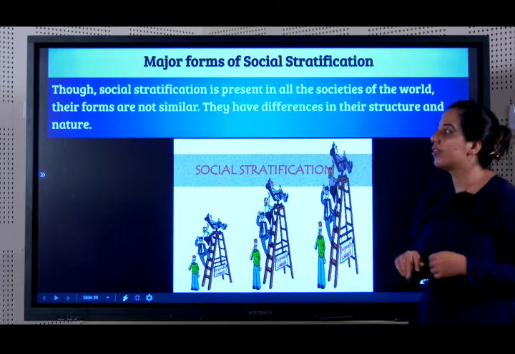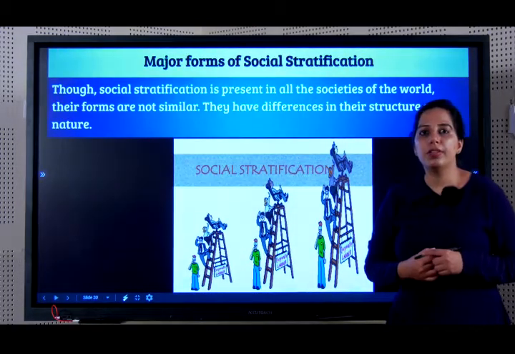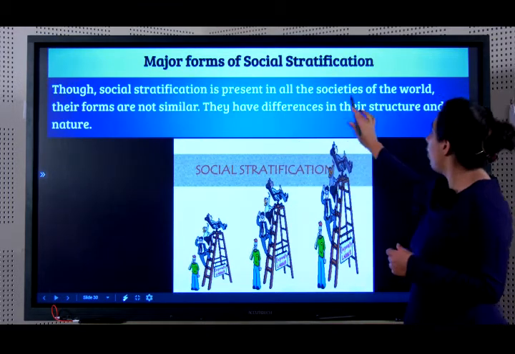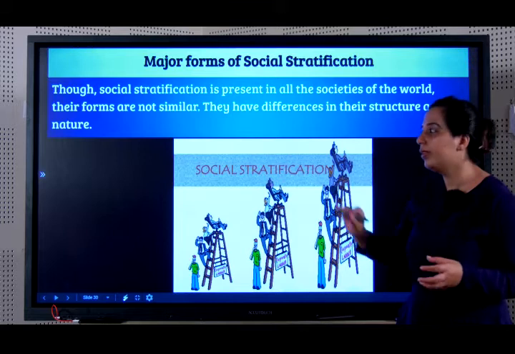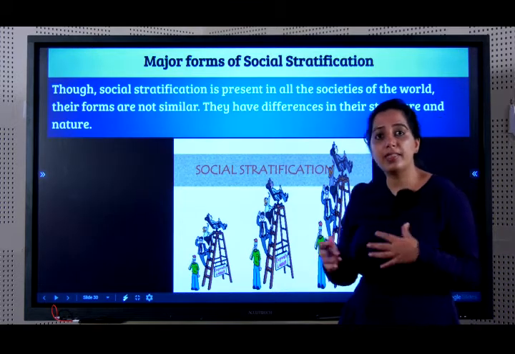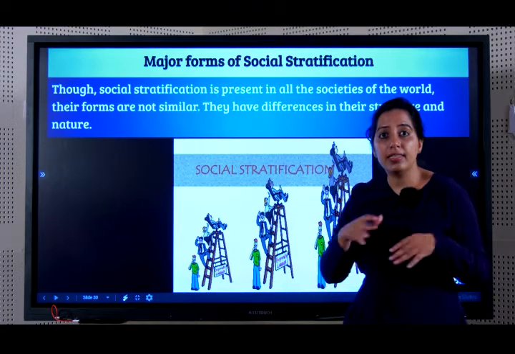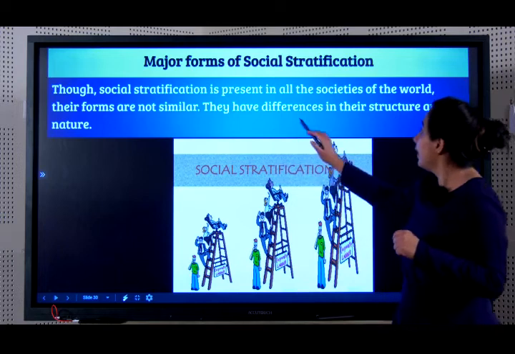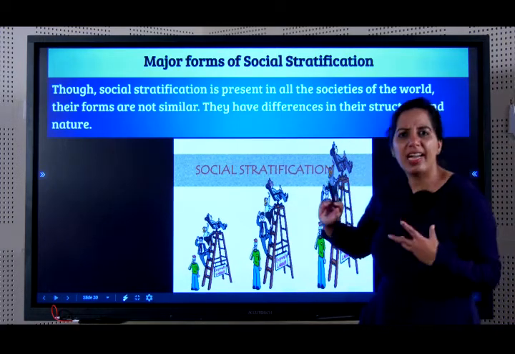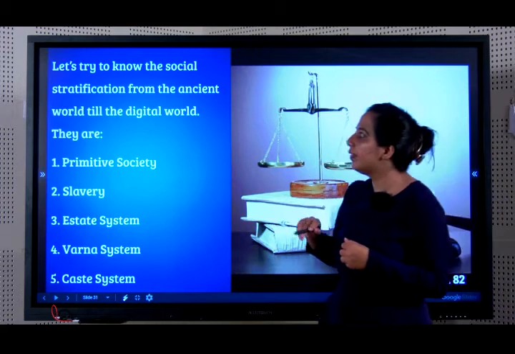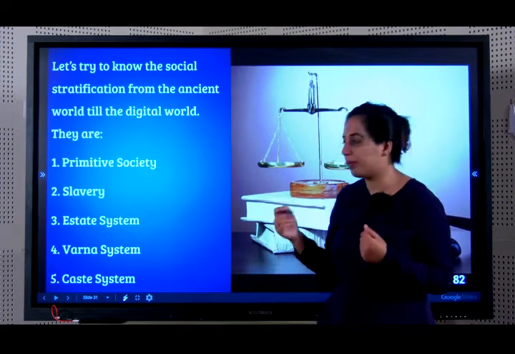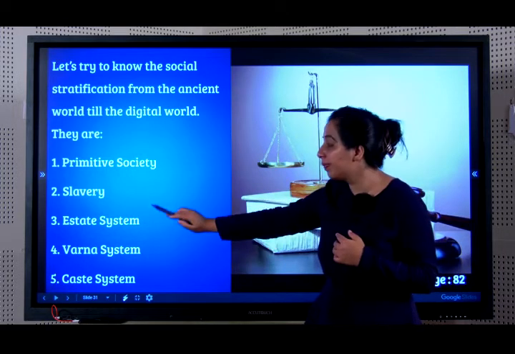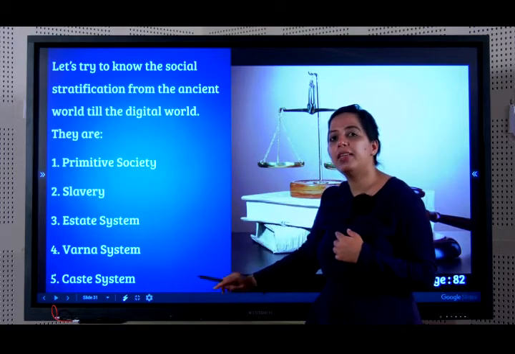Major forms of social stratification. Students, now we are going to learn the major forms of social stratification. It's present in all societies of the world, but the form is not similar. For example, the caste system is there only in India. In the US, they discriminate on the basis of color, black and white. They have differences in their structure and nature. Now we will know what the various forms are: primitive society, slavery, estate system, Varna system and caste system.